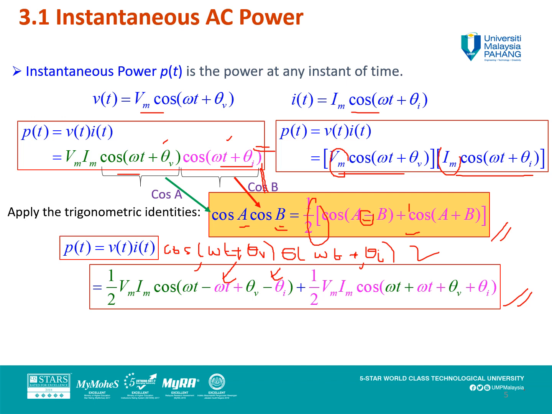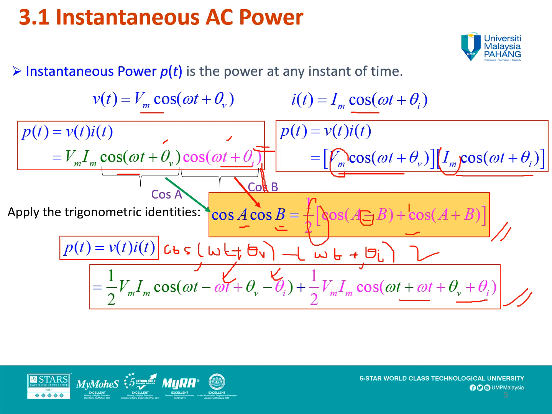Same as the second part, just put it back. Cos(ωt + θI), so you get ωt plus ωt. The next one you get θv plus θI. You just rearrange this one back as a plus, so ωt plus θv. Okay, sorry, I will erase, rearrange back, the eraser here.